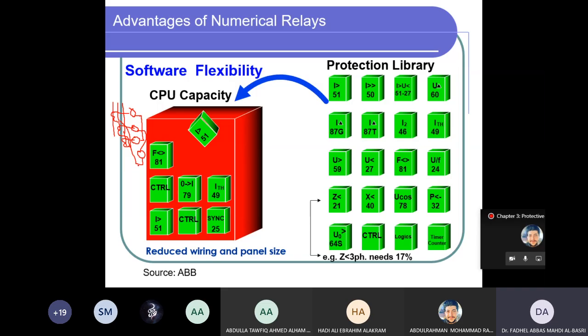So how many relays have I used? 4, just as an overcurrent relay. So if we have a panel, this will occupy more space. While now I have just this as software, it's not as hardware. So these functions are as software.